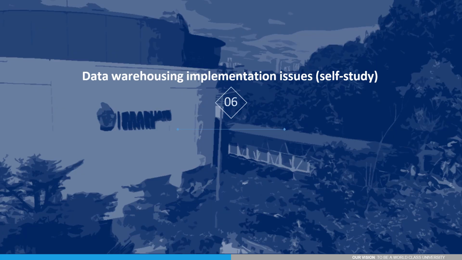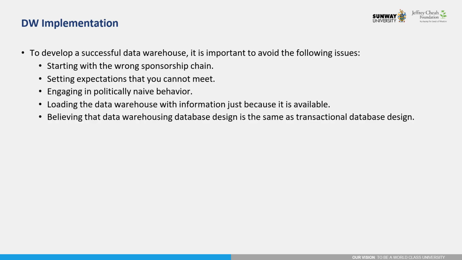Data warehouse implementation issues: we are talking about the implementation, and how important it is to avoid the following issues. We're talking about the issues first, starting with a lack of strong sponsorship, setting expectations that you cannot meet, engaging in politically naive behavior, and loading the data warehouse with information just because of its availability.